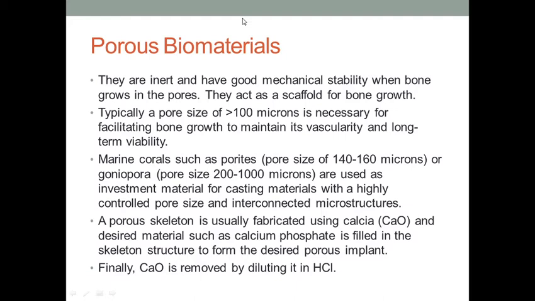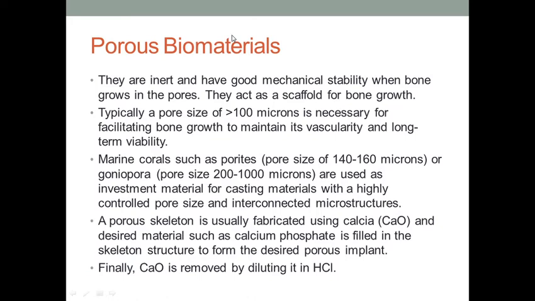However, you do not want the outer calcium or calcia covering. It's just like a mold, right? So you don't want the mold. You want what is inside the mold. So you have to dissolve the calcium oxide outer layer, which can be done using diluted hydrochloric acid.